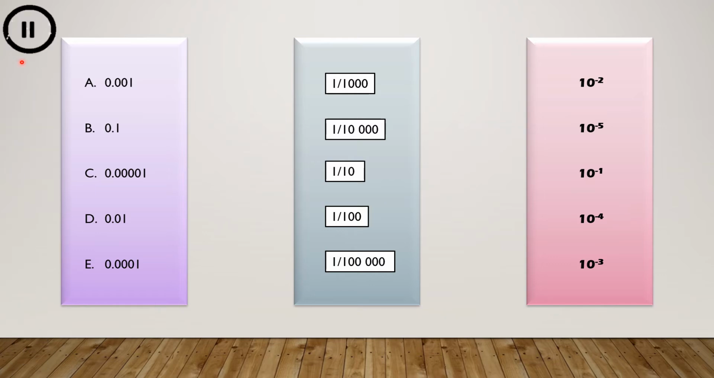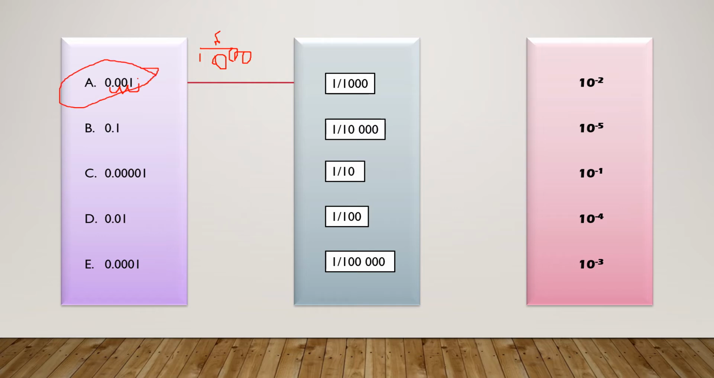So pause the video and solve this question and play when you're done solving. A, 0.001 is equivalent to 1 over 1000. So you know this by seeing how many times you've moved the decimal. So the decimal was here, 1 over 1000, and you moved it 3 times to the left to get 0.001.